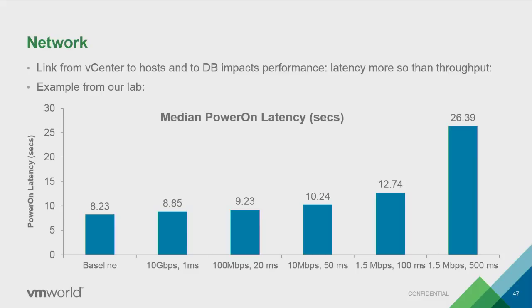It happens to be the median power on latency for a number of power ons that we did. On the x-axis, I show a number of configurations, ranging from 10 gigabit per second. So the far left is basically the link from vCenter to the hosts. In the one case, it's just within some LAN, and in each case, I vary either the throughput or the latency between vCenter server and the hosts.